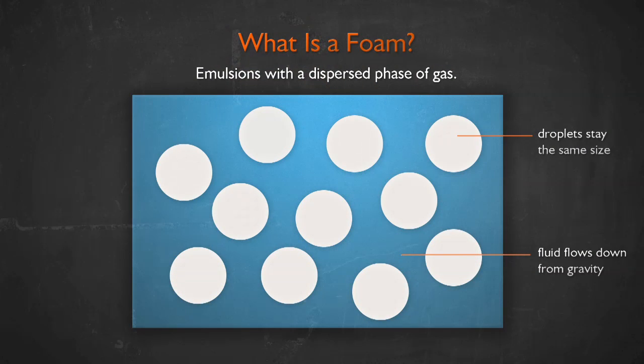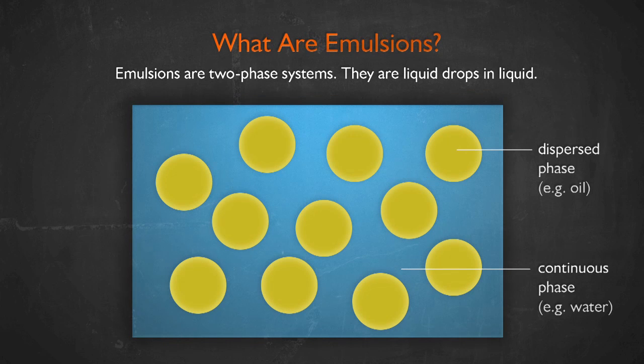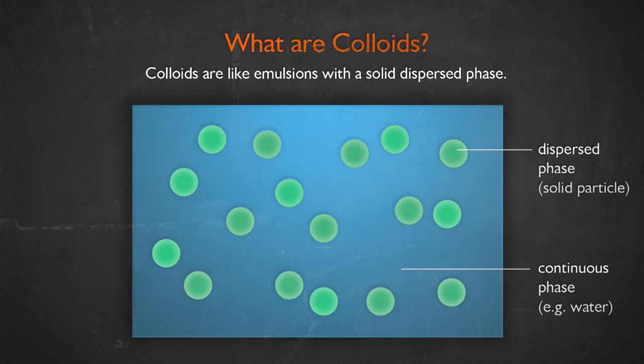There is one more type of dispersion that we need to discuss. So far, we've talked about foams, which are air bubbles in a fluid. We've talked about emulsions, which are water drops in a fluid. We also can have solid particles in a fluid. These are called colloids. So a colloidal suspension is a suspension of small solid objects in a fluid.